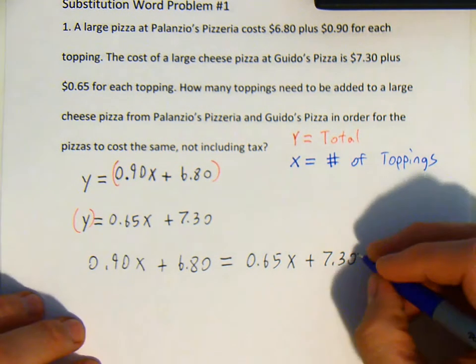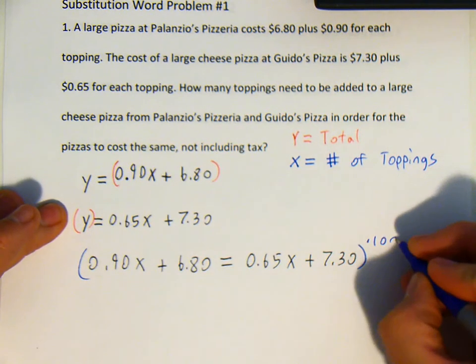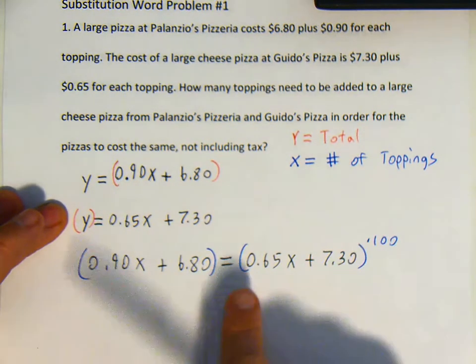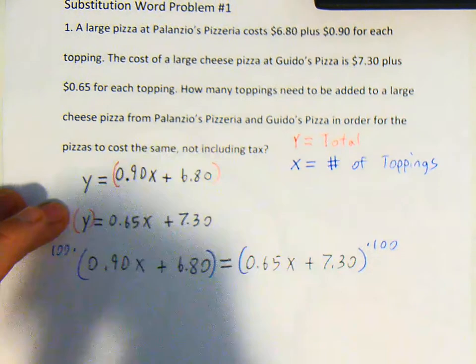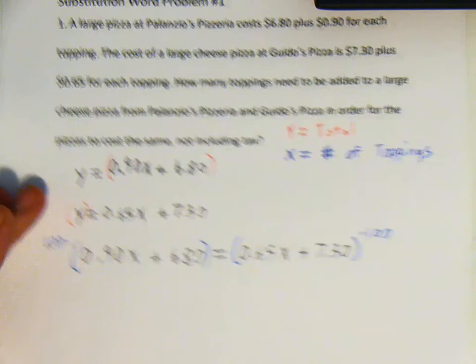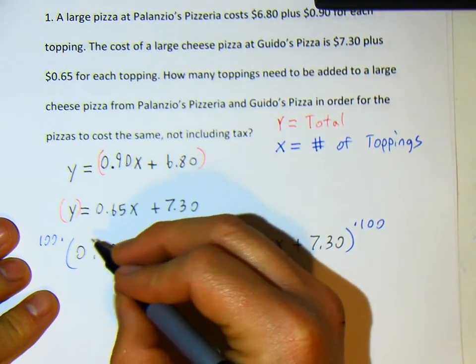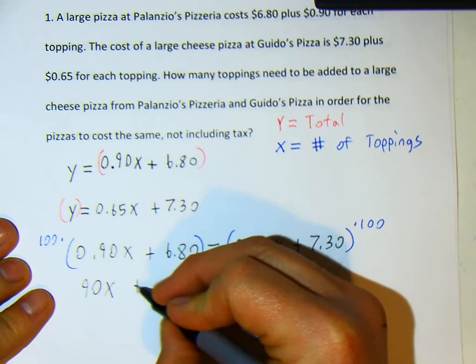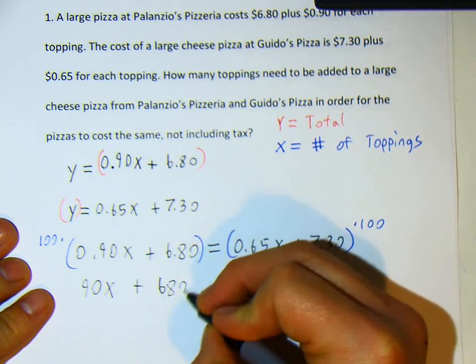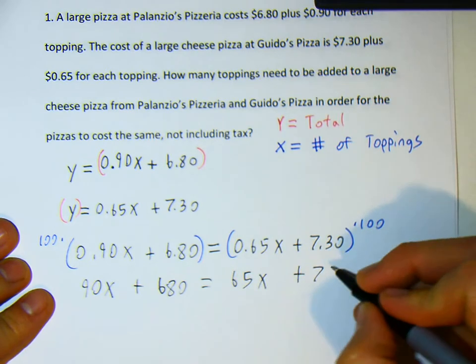Now I'm going to say, wait a second, I don't like fractions, I don't like decimals. So I'm going to multiply by 100 on both sides, because these are the tenths and hundredths, and in order to get rid of every single decimal, I would have to multiply by 100. So I have 90x plus 680 is equal to 65x plus 730.